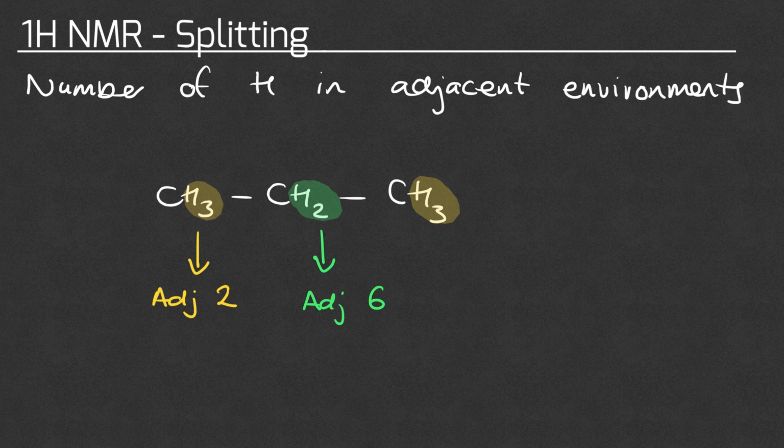The green environment has got 6 adjacent hydrogens, because each green hydrogen has got carbons next to it for a total of 6. In this case, yellow is different from green, so it doesn't matter that there are 2 examples of yellow either side of it, because we're looking at this environment here. So you only count each environment once. So yellow has got 2 adjacent, green has got 6.